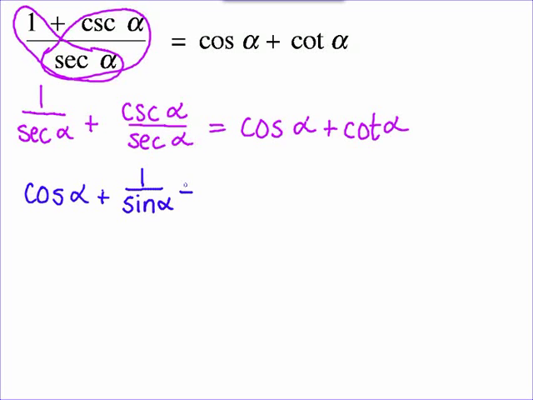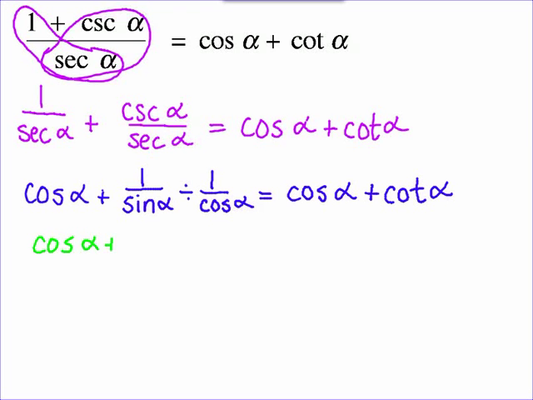And I'm going to go ahead and divide that by secant, which is 1 over cosine. And I want to show that that equals cosine plus cotangent. Well, when you divide, flip that around. In order to divide two fractions, I'm going to multiply by the reciprocal. So when I multiply by the reciprocal, I'm going to be multiplying by cosine over 1.